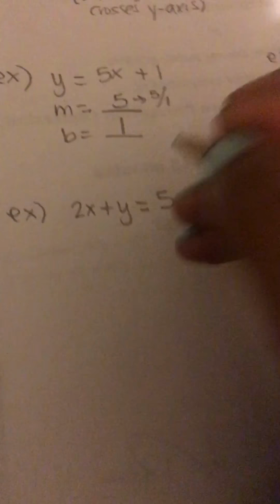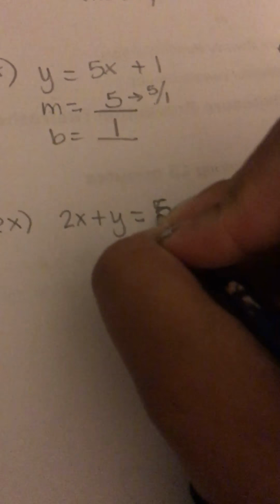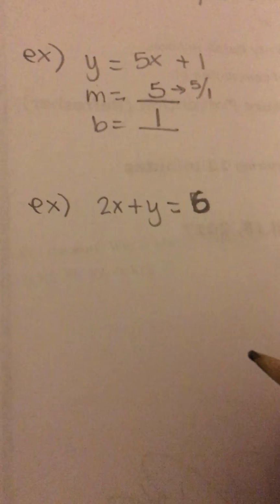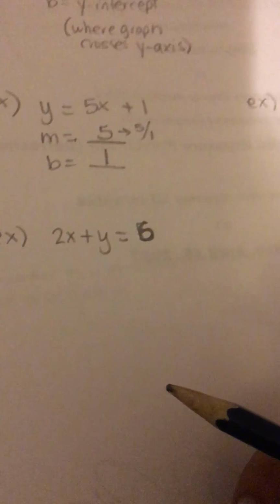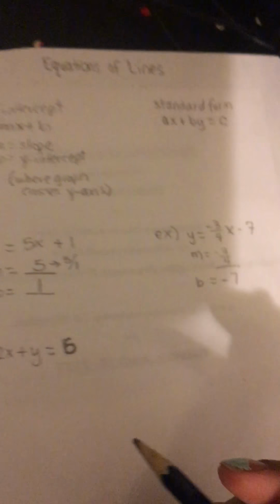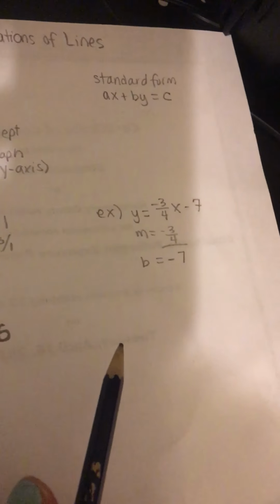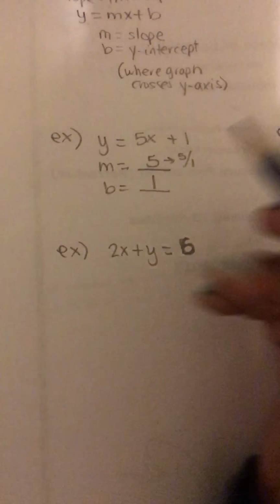So here's an example. Let me use a different number than 5. So 2x plus y equals 6. I would suggest you write all of these notes down. I know I'm saying this 3 minutes too late, but write all these notes down somewhere in your packet if you can find room. Sorry I didn't give you a blank page.